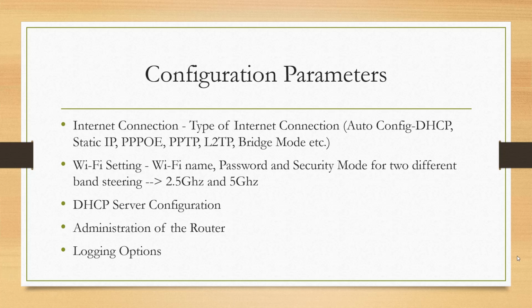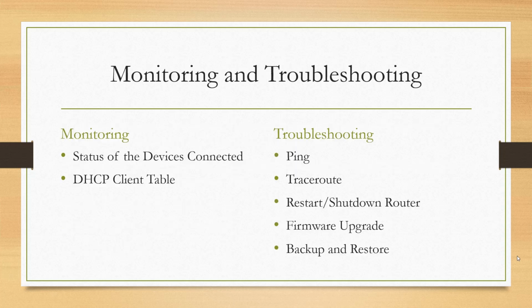Thereafter, you have to configure this Wi-Fi router as a DHCP server, so that your clients obtain the IP addresses for the connection. Administration part was a small part where you want to define whether your router wants to be accessible on HTTP port, HTTPS port. Logging options, it's up to you what logs you're interested in to open. Then finally we have seen the monitoring and troubleshooting part.